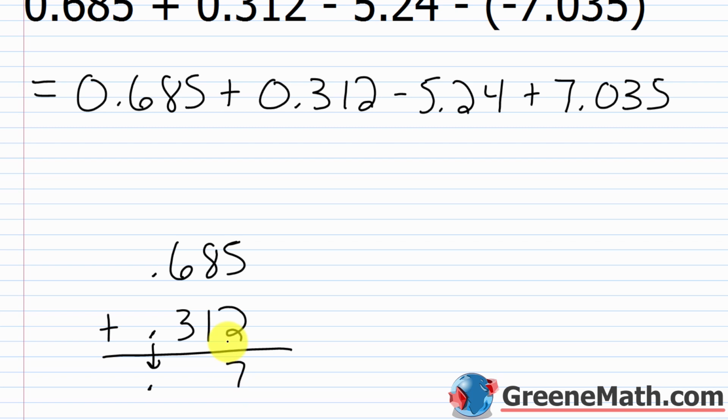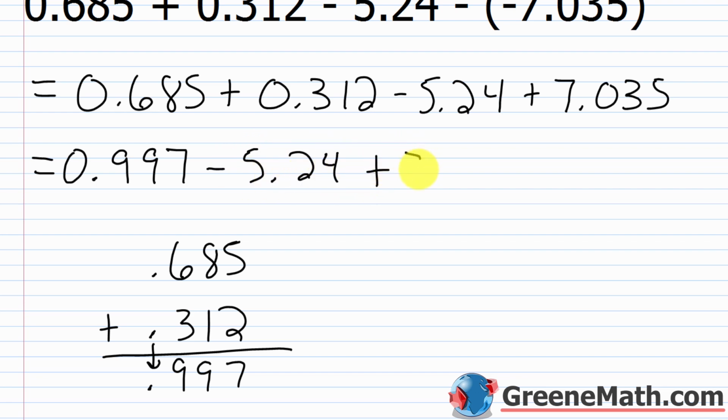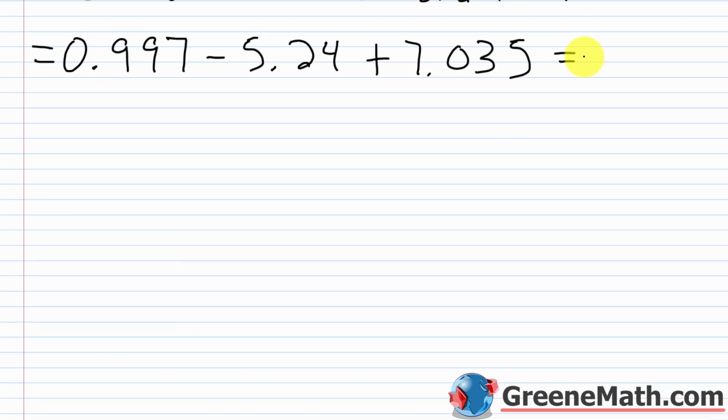5 plus 2 is 7. 8 plus 1 is 9. 6 plus 3 is 9. So we get 0.997. So I'm going to put equals 0.997. Let me just put a 0 out here just for clarity. So that took care of those two. And then I'm subtracting away 5.24, and I'm adding 7.035.